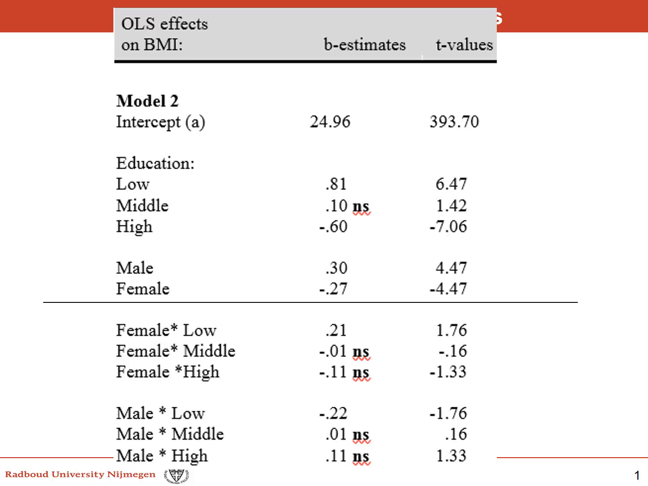Meaning that the effect of education, in fact, is stronger for females. The difference between the low and the higher educated for females is actually stronger than the difference between the low and the high educated males. So for females, the effect of education is stronger than for males. That is exactly what this interaction table tells us.